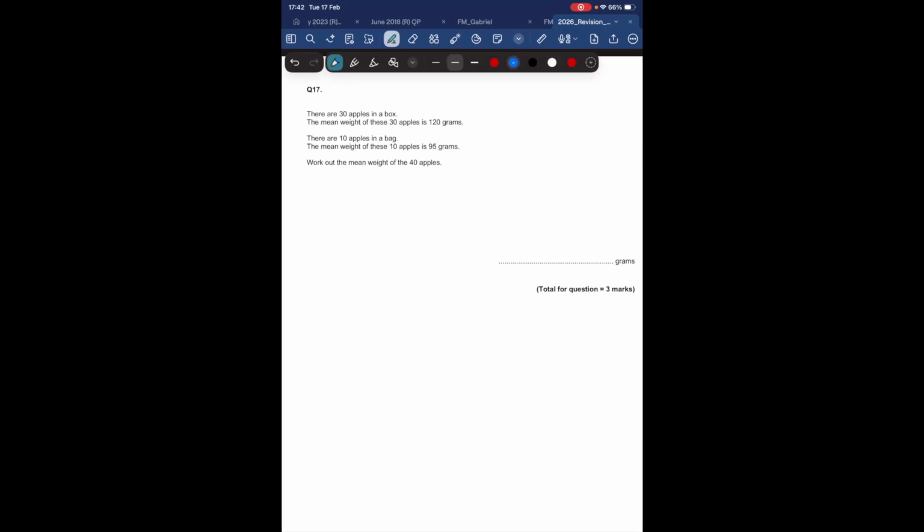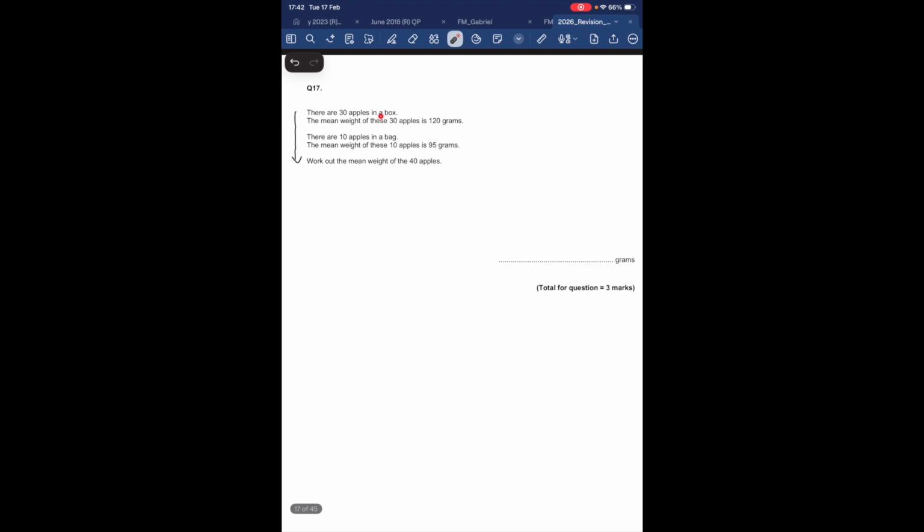In this question, again, work from the top and go down line by line and see what you can calculate for each line. If we read the first line, all we're told is that there are 30 apples in a box. We can't do any calculation with this line. The second line tells us that the mean weight of 30 apples is 120 grams. Now, the way that we interpret that sentence is that each of the 30 apples weighs 120 grams.